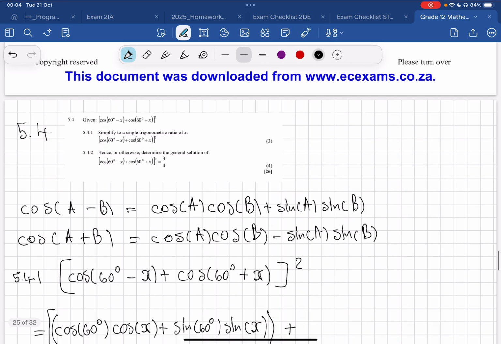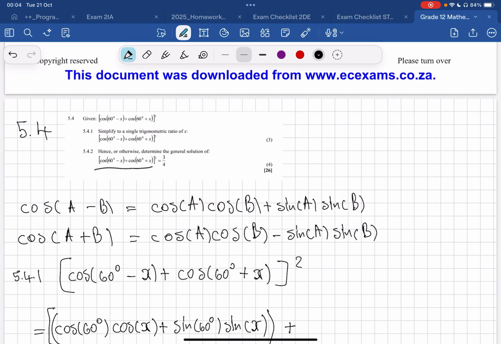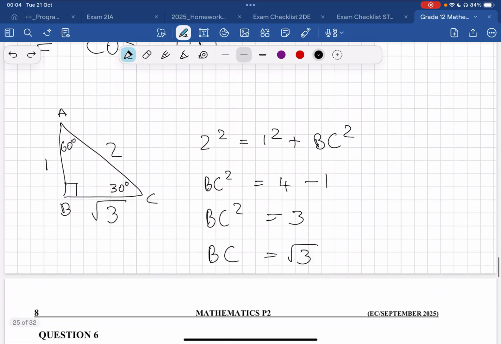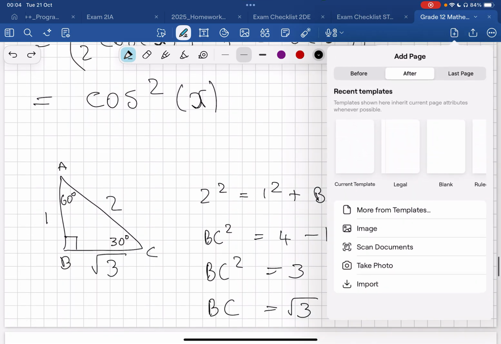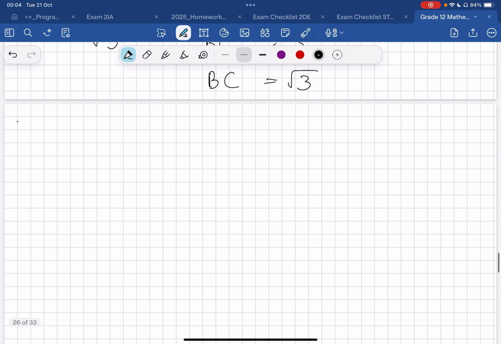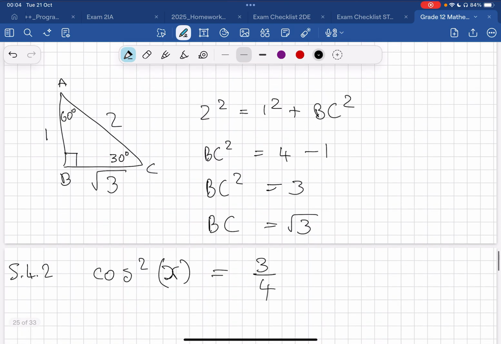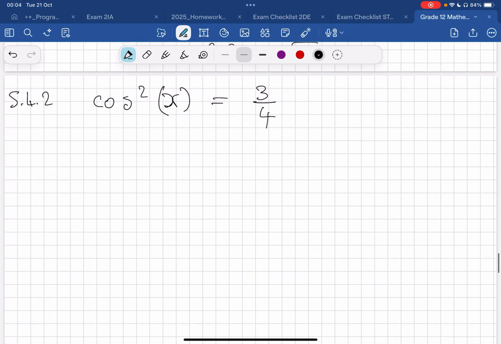Now we want the general solution of this thing is equal to 3 over 4, right? So that means now I just take, so this is 5.4.2. I just take cosine squared x is equal to 3/4, right? And I want to find the general solution of this.